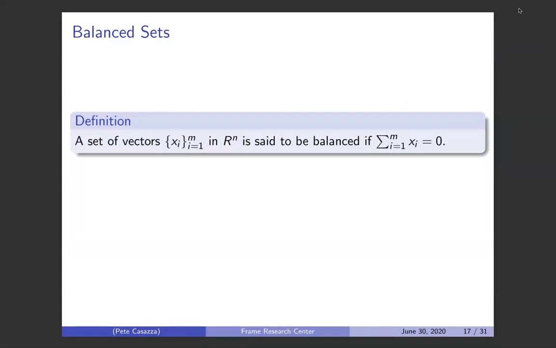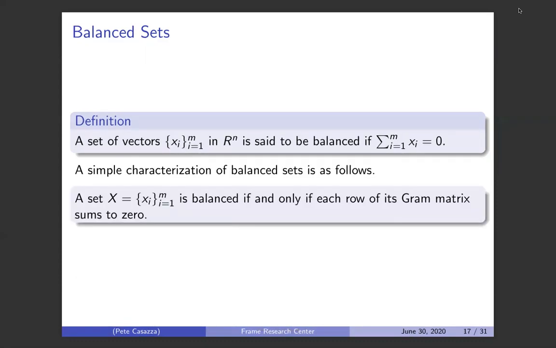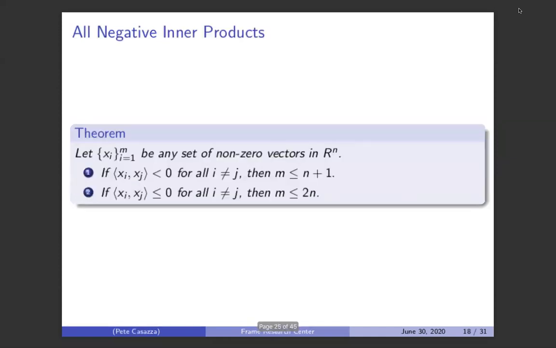A set of vectors is said to be balanced if the sum of the x_i equals 0. Now, it turns out that being balanced is a big help for us. A simple characterization of balanced sets is as follows. A set X equal to {x_i} is balanced if and only if each row of its Gram matrix sums to 0. This is essentially obvious. You actually have to check one little inner product, but this is the simplest way to tell if a set of vectors is balanced. You check the row of the Gram matrix, see if it sums to 0. And that means, of course, the columns also sum to 0.